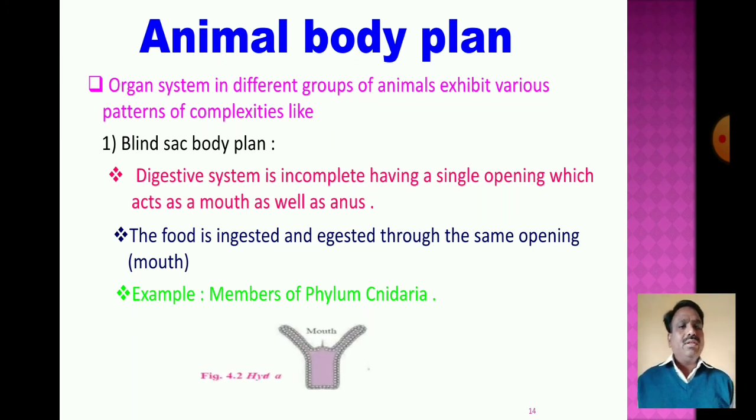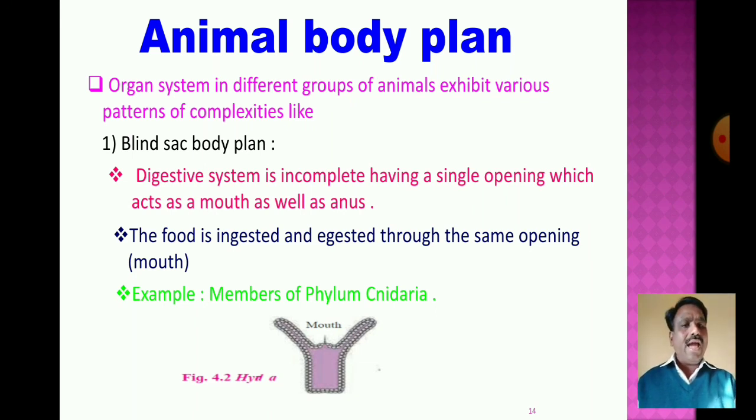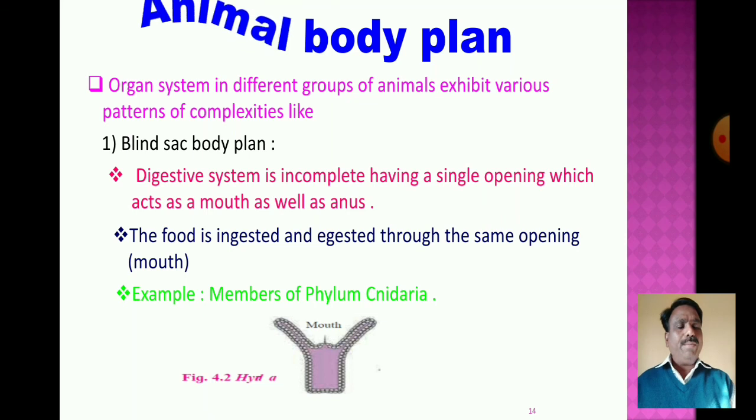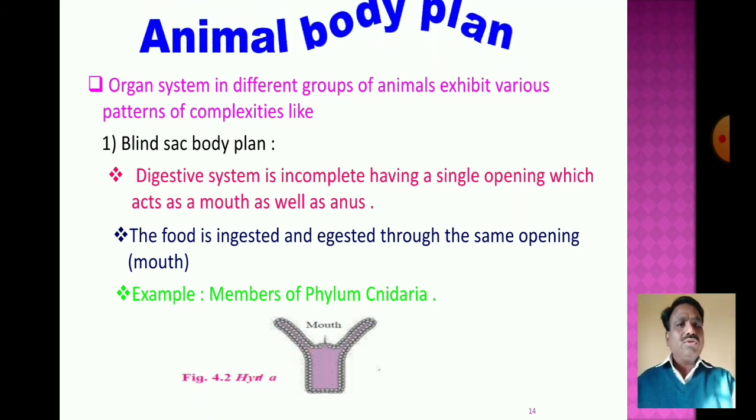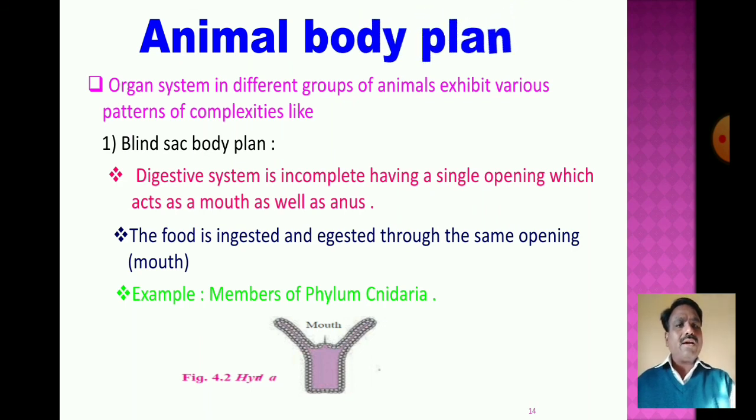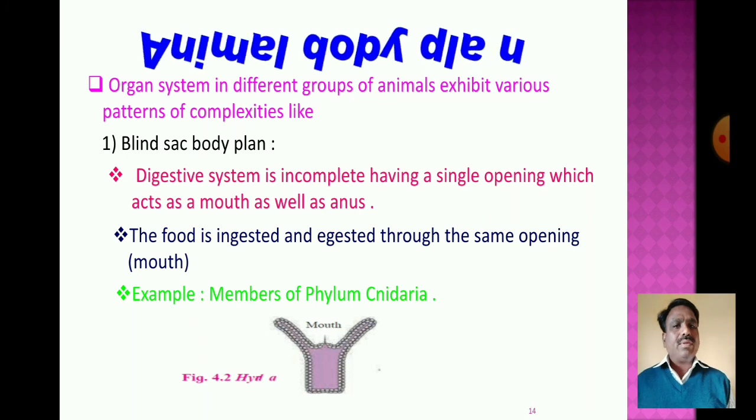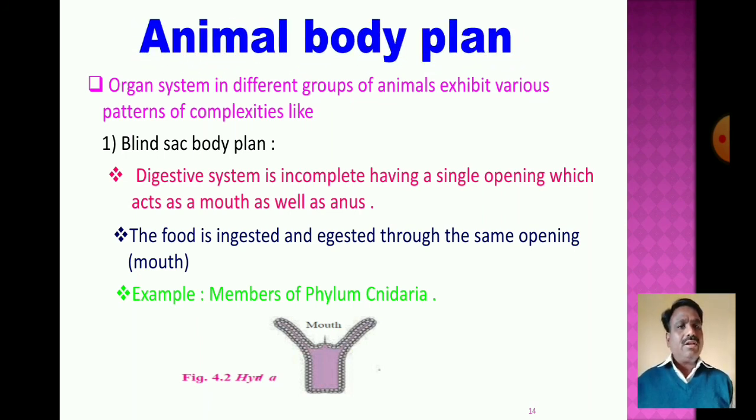In phylum Cnidaria, the example is the Hydra. In this Hydra, only a single opening is present. This opening is a mouth. Food is ingested and excreted through the same opening. So in the animal body plan, the blind sac body plan has an incomplete, partially developed digestive system, having only a single opening.